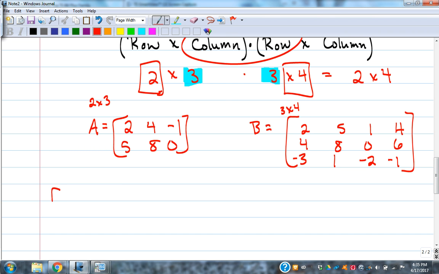Just to get the first element in the answer when you do A times B, you've got to say 2 times 2 plus 4 times 4 plus -1 times -3. So that's 3 multiplications and 2 other operations. Just for the first spot in the 2 by 4 answer, you've already done 5 operations. And then the next spot is another 5 operations, and the next, and the next. So it piles up really fast in the number of operations. And the more operations there are, what are the chances of you getting one of them wrong? They're higher, just because it's human nature to make a mistake. It's going to happen.